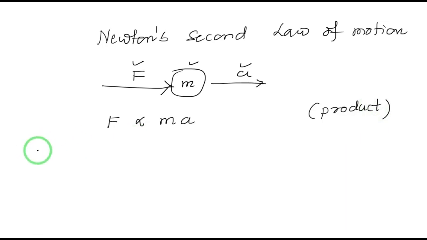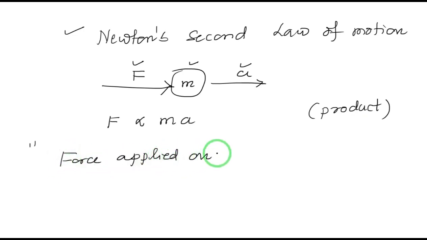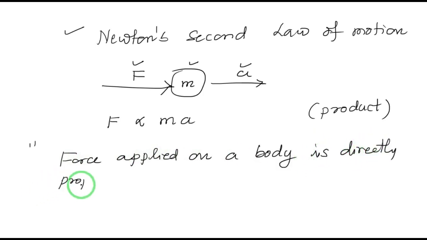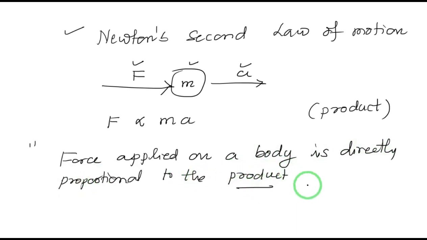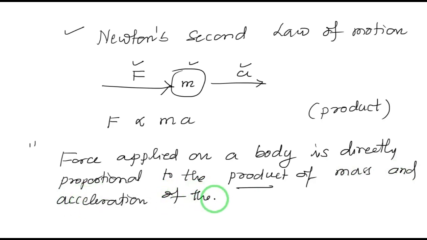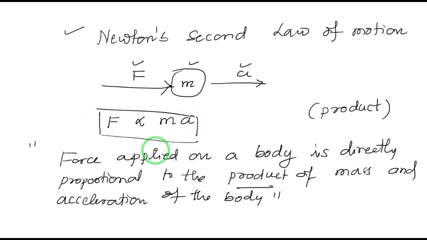So in short, you can write the statement of Newton's second law as force applied on a body is directly proportional to the product, many times we miss this, product of mass and acceleration of the body. This is the statement you can write in class 9. But you should remember how we have arrived at this format, right?